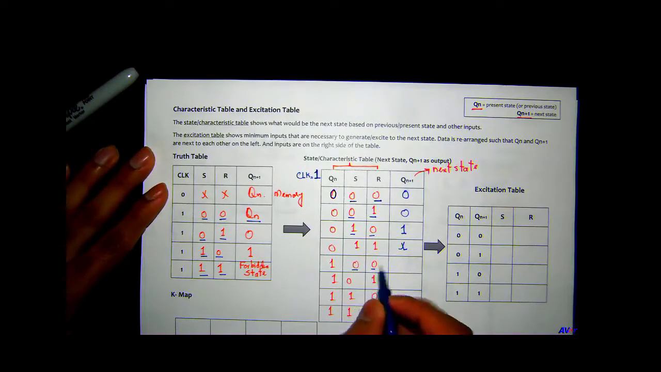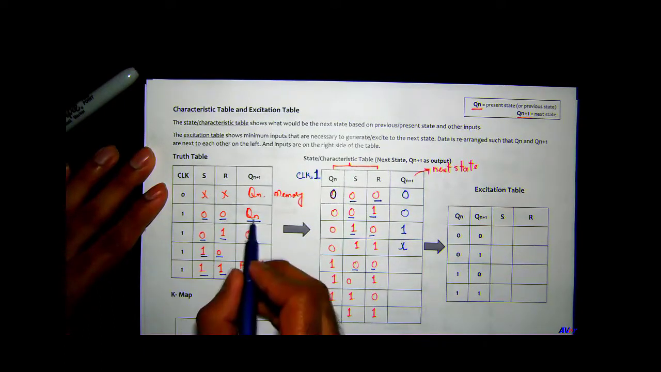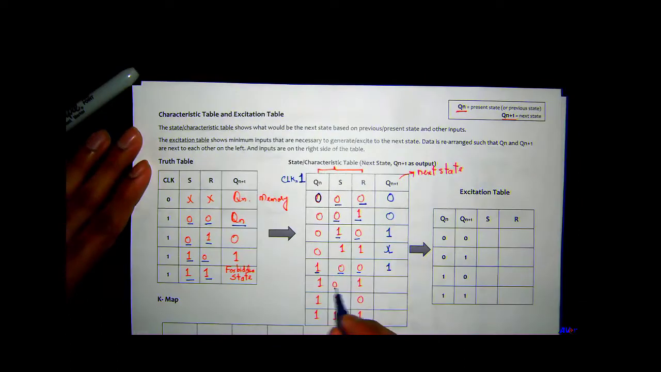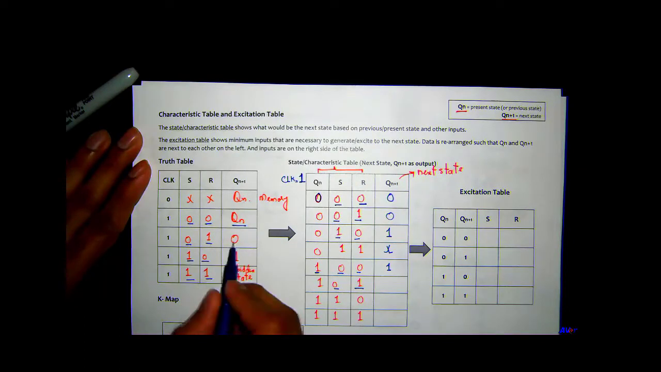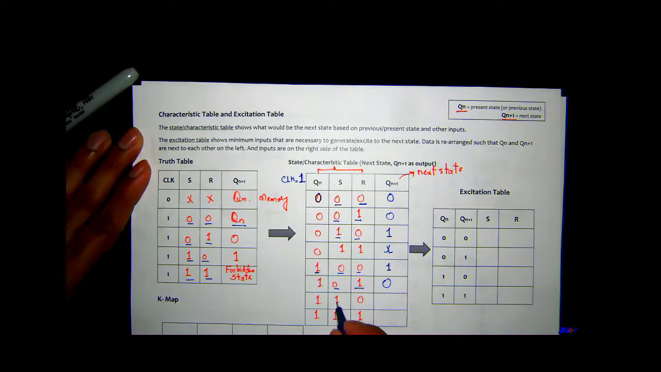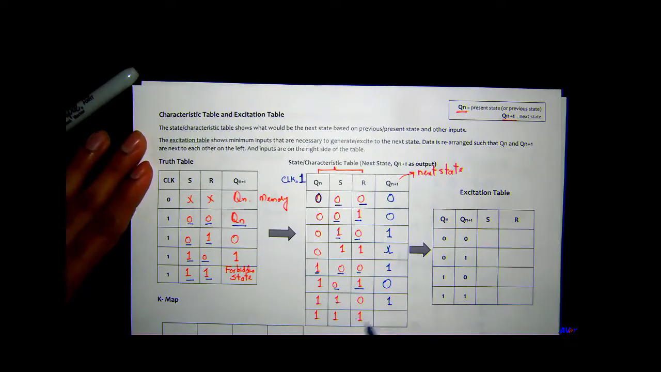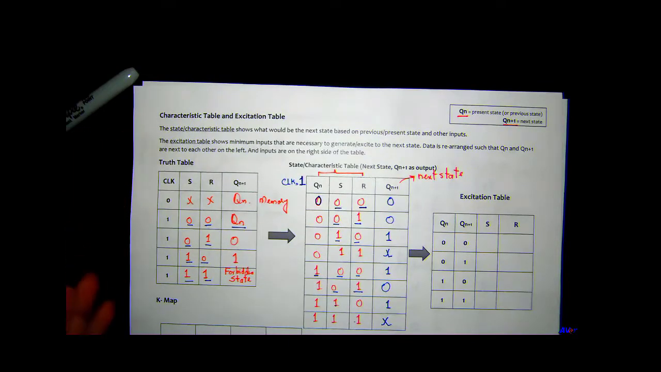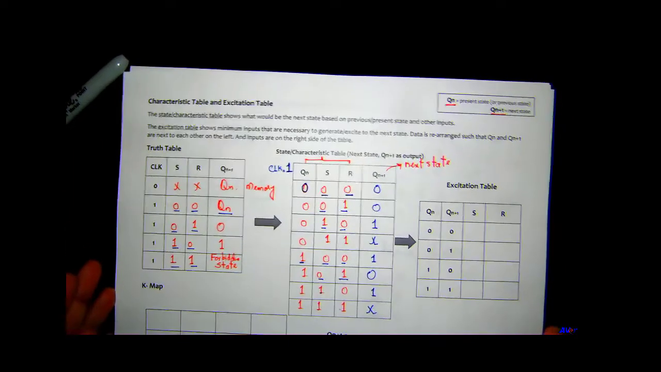0, 0, 0, 0, present state. The next state is actually the present state, and because the present state is 1 here, we get 1 here, 0 here, 1 here, 0 here, 1 here, output is 0, 1 here, 0 here, 1 here, 0 here, next state is 1, and then 1, 1, that's another don't care, so I'll just write don't care here. Okay, so we have actually finished our state table here.